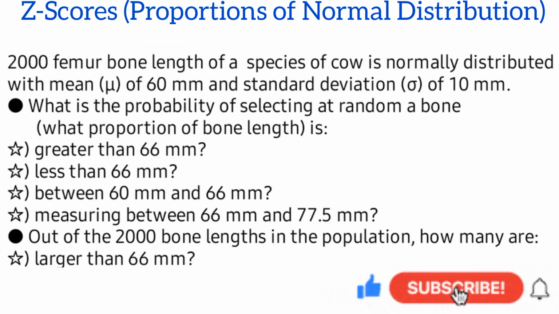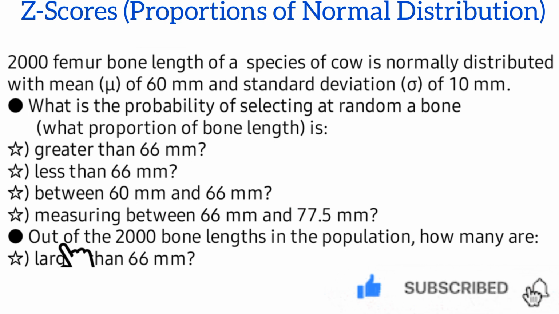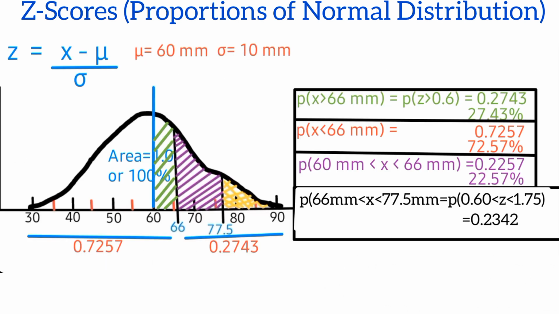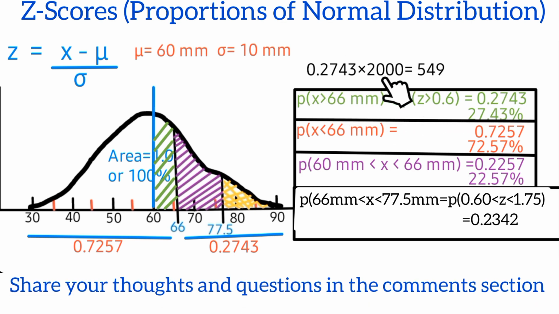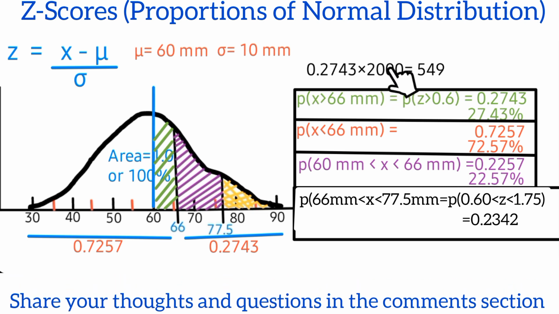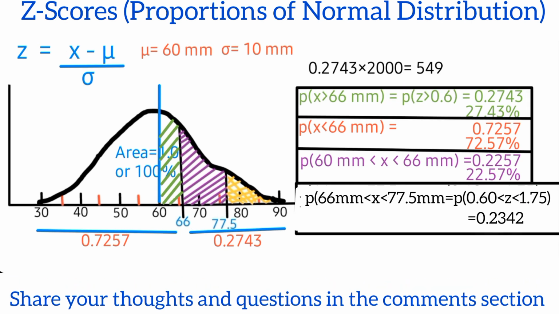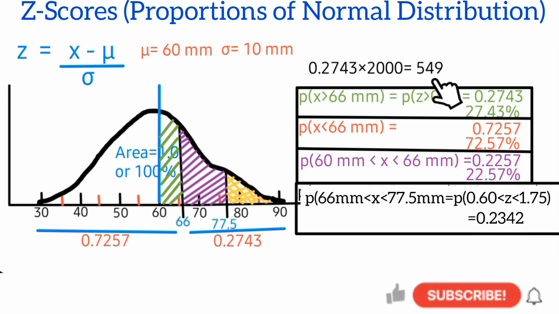So from this point to this point gives this value. Now let's move to the next part of the question, which says out of the 2,000 bone lengths in the population, how many are larger than 66 millimeters? Remember, the proportion that is greater than 66 millimeters is this value. So multiplying this value by 2,000, being the number of bones in the population, gives 549 as the number of bones that are larger than 66 millimeters.